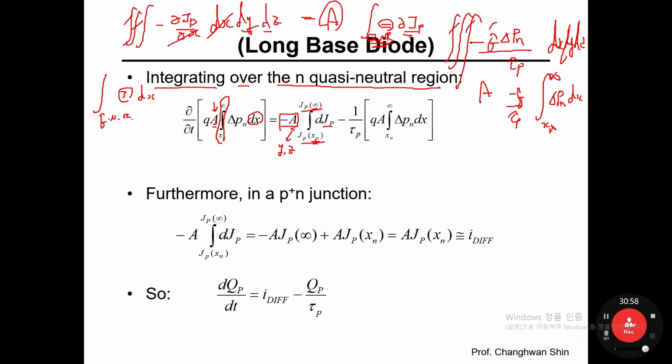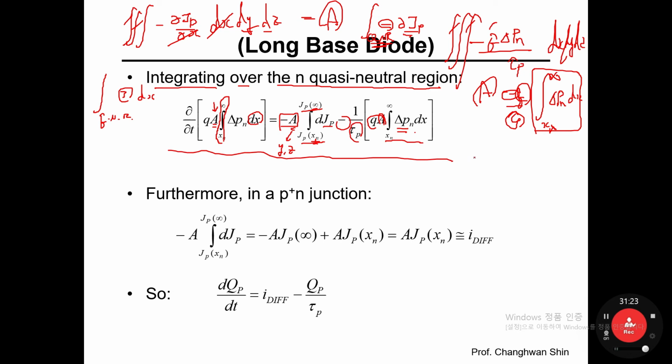Okay, so here in minus, q is here, 1 over tau p is here, and a is here, and delta p sub n from xn to infinity. Okay, so we got all the terms. So this result comes from the integration work for equation number 3 shown in the previous slide.